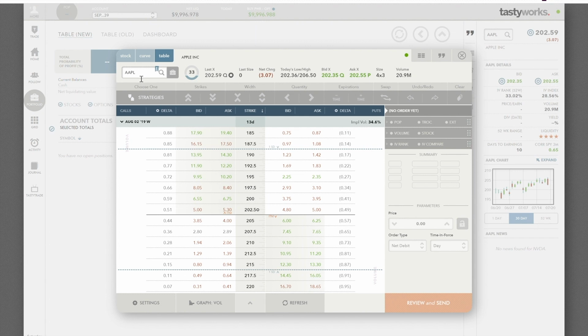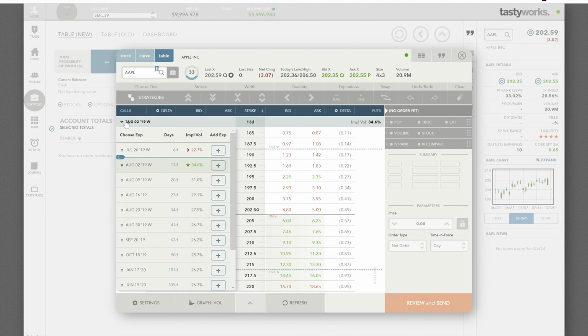So at the top we've got our stock ticker. I've got the last price traded, 202.59, the net change for the day, the high and low for the day, the current bid and ask of the stock itself. Currently this is after hours, so these aren't going to be moving, but normally they would be ticking away, changing as the stock goes.